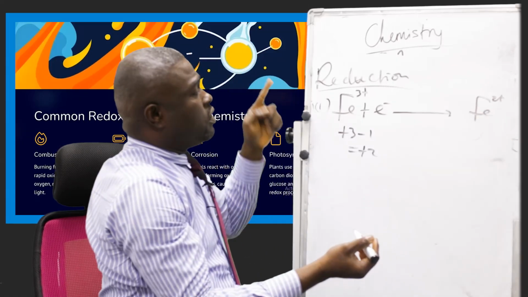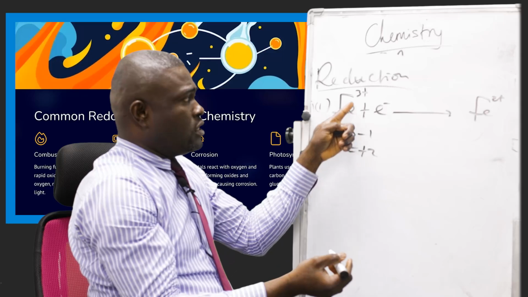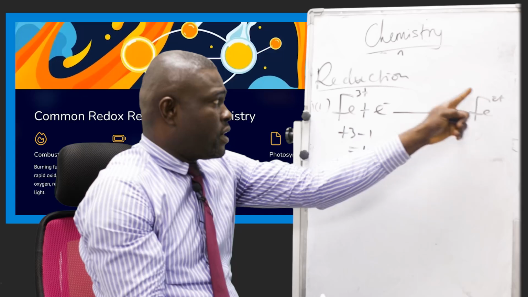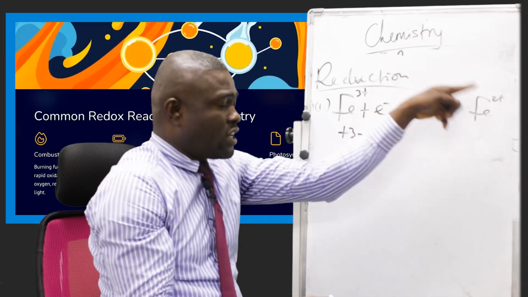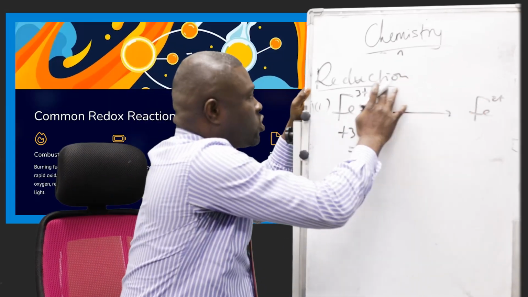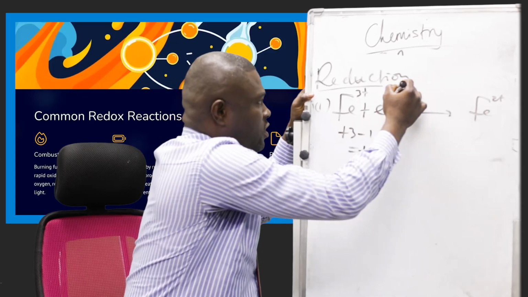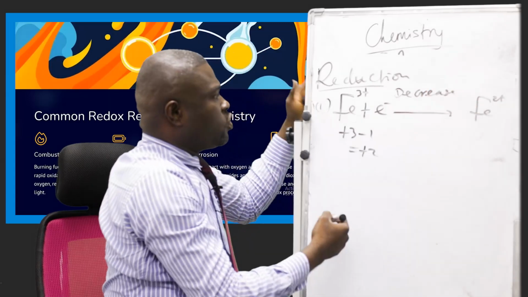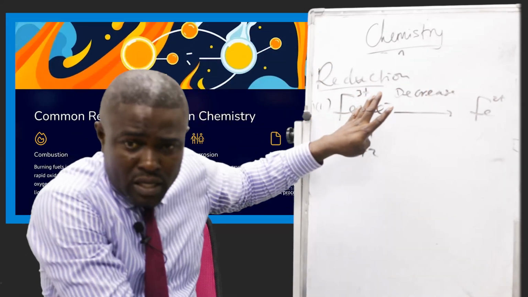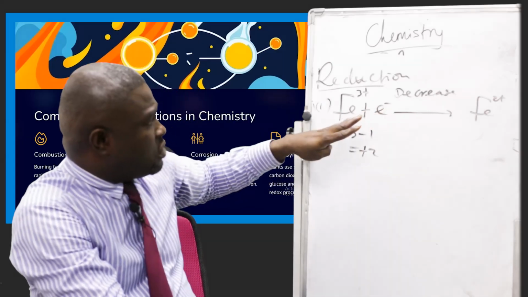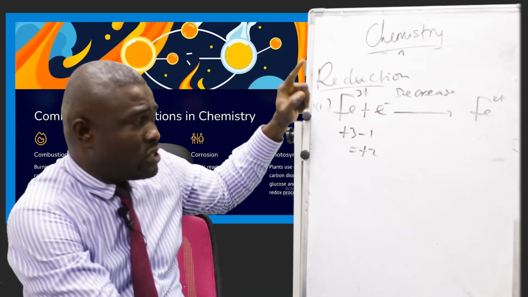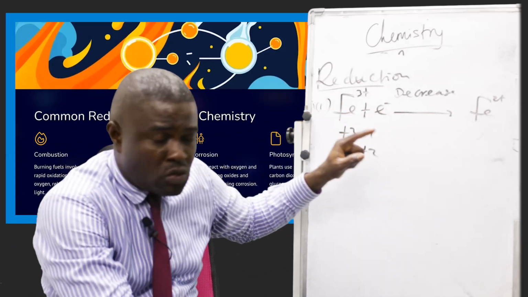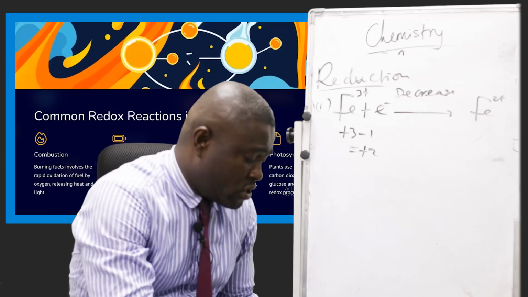So what happened during this gain of electron? There is a decrease in oxidation number. Remember, oxidation is an increase in oxidation number, whereas reduction is a decrease in oxidation number. So two of them have been explained here. Increase in oxidation number is oxidation. Decrease in oxidation number is reduction. Loss of electron is oxidation, while gain of electron is reduction.